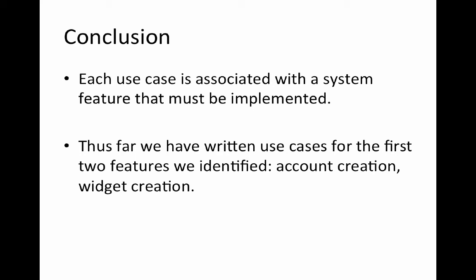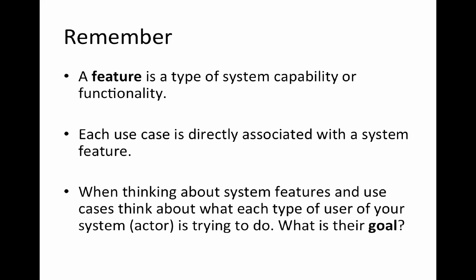So each of these use cases that we're going to write is going to be some type of system capability or system feature that must be implemented when we're to the point of actually writing code. Thus far, we've written use cases for the first two features that we identified, those being account creation and widget creation. In order to write the remaining use cases, you would simply follow along the same process of taking the system feature and then basically writing a use case to that feature.